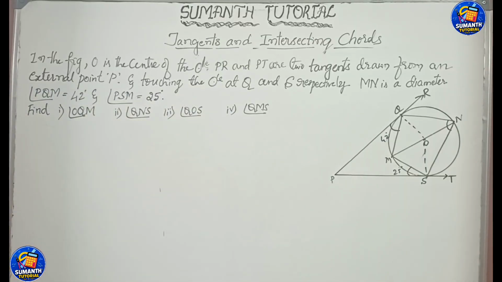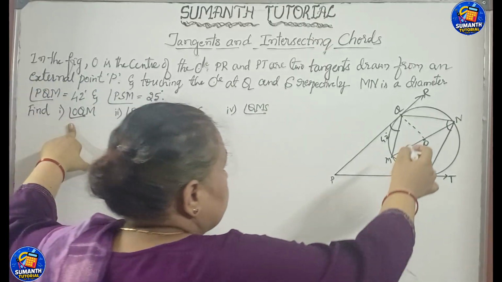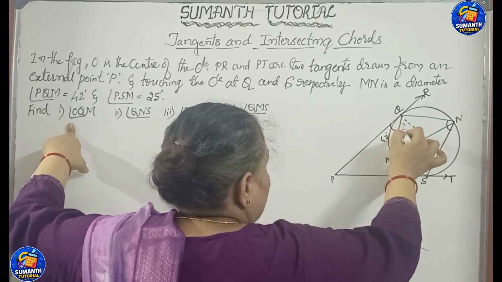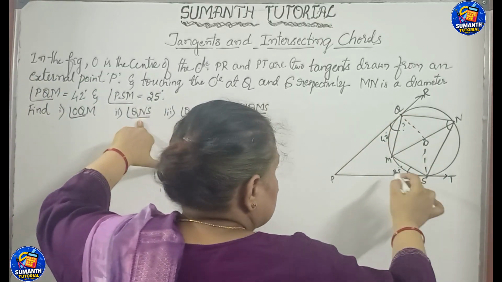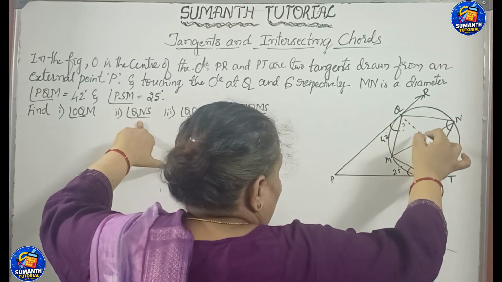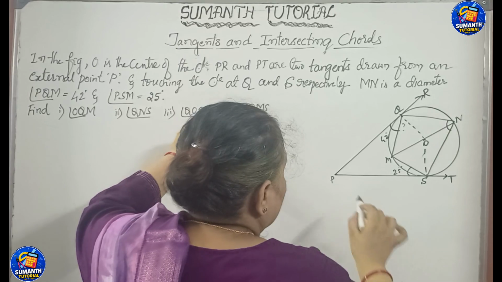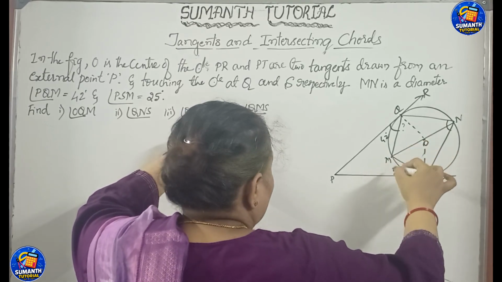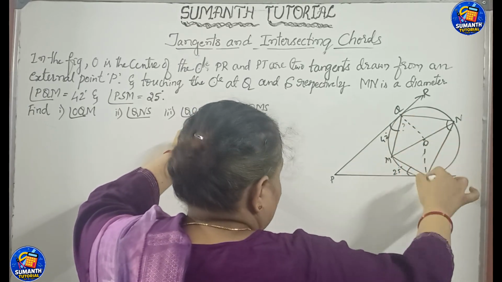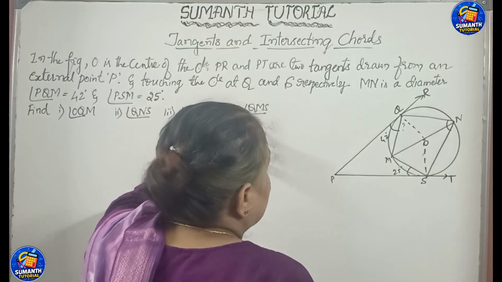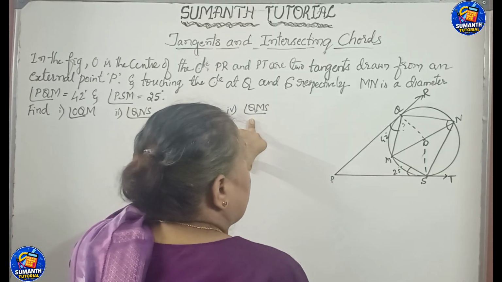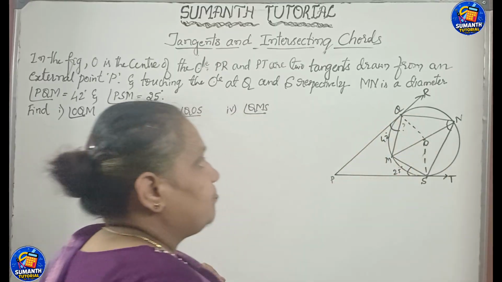What are the things you have to find? One is angle OQM, this angle you have to find. Then QNS, the total angle we have to find. Then angle QOS, this one we have to find. And at last we have to find QMS, this angle we have to find.